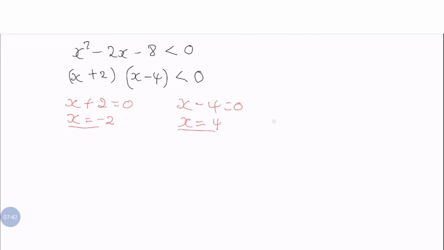Now let us draw our axis. So this is our x and y axis, and we'll have negative 2 here, plus 4 here, or a positive 4. With these x values, which are the x-intercepts of the quadratic graph, let us draw the structure of the graph.